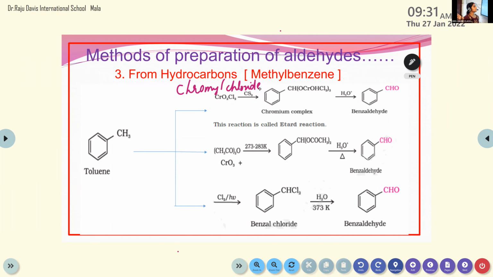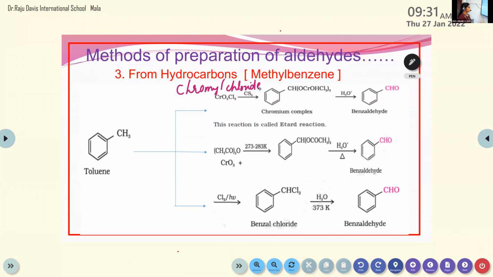Otherwise, it will proceed and the final product will always be carboxylic acid. If you use chromyl chloride as a reagent, then we can stop the reaction at the aldehyde stage. So usually we take methyl benzene, that is toluene, with a methyl group on the benzene ring, or its derivatives. Toluene reacts with chromyl chloride in the presence of CS2, carbon disulfide, which is used as a solvent in this reaction.